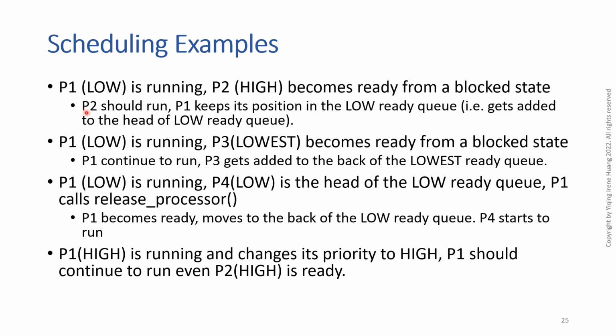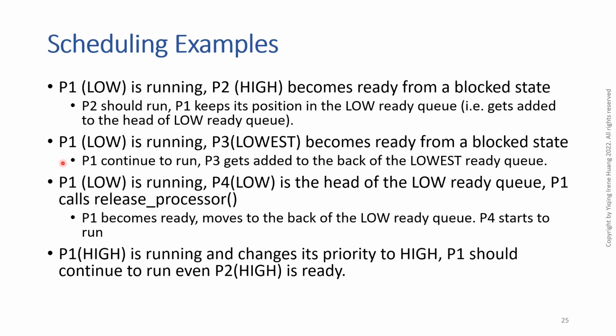If this happens, then P2 should run, and P1 should keep its position in the low ready queue. That is, P1 gets added to the front of the low priority ready queue. So if there are multiple low priority ready processes in the queue, P1 keeps its position. It gets added to the head.